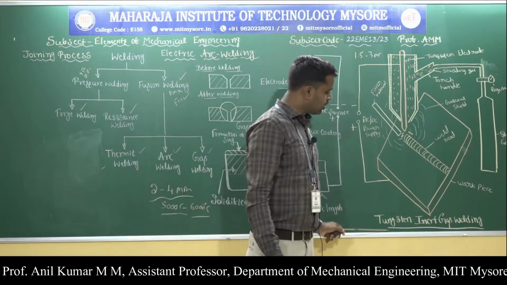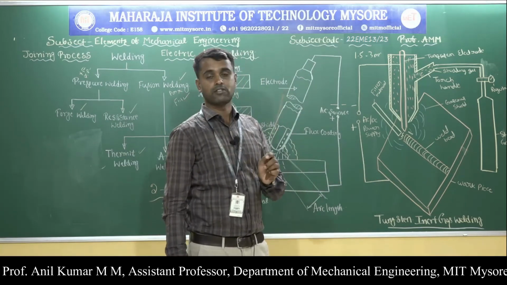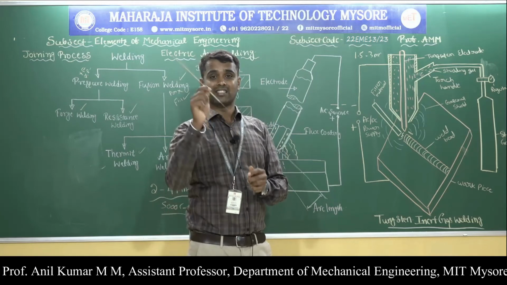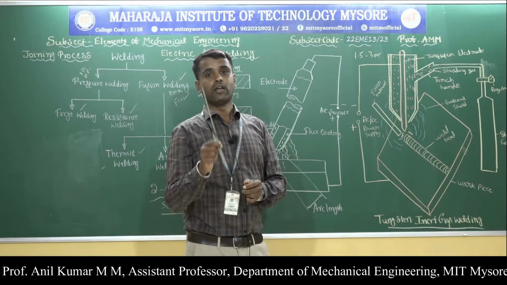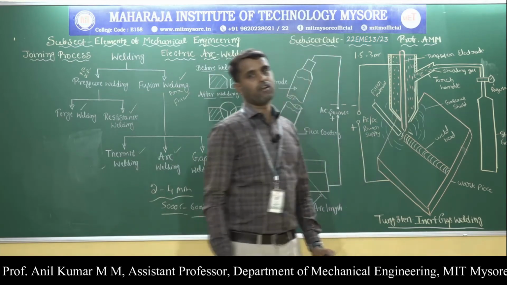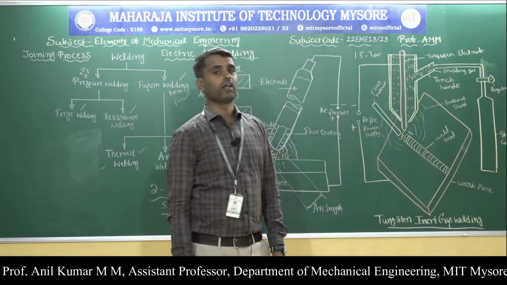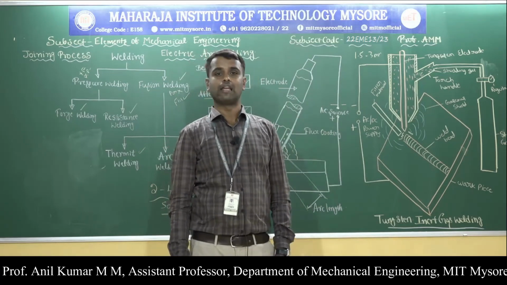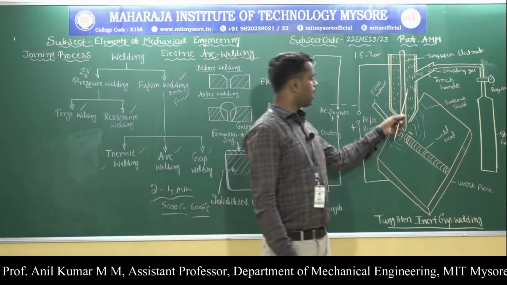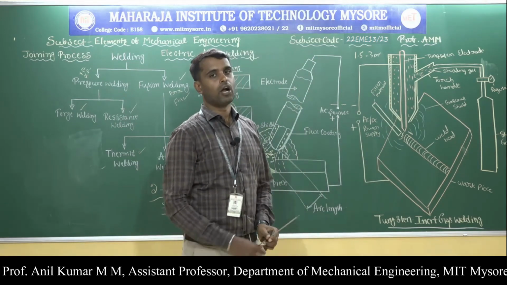Here in this process, the tungsten electrode is used, and it is a non-consumable electrode. It is not consumed during the welding; it only stabilizes the electric arc. It generates the electric arc, and here we are not using any flux. Instead of that, we are using inert gases. The commonly used inert gases are argon or helium. This gas forms the gaseous shield and protects the molten metal from the atmosphere.